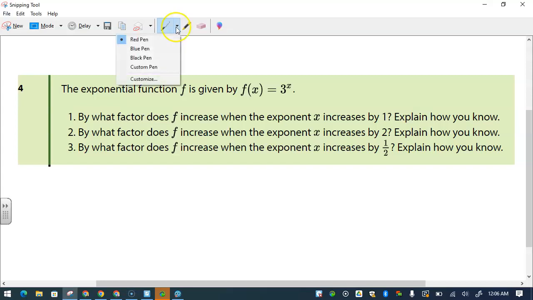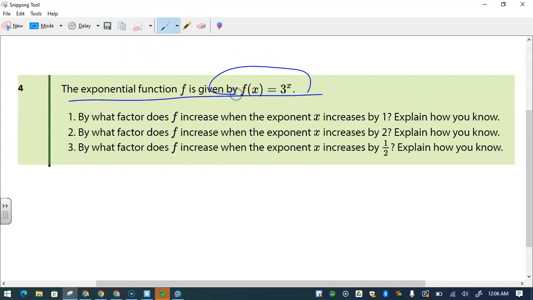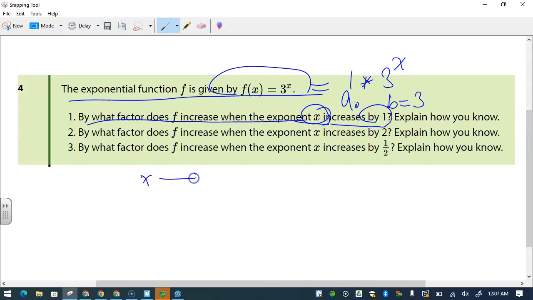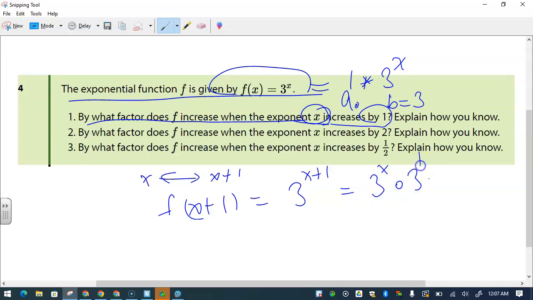Okay, question number 4 is explaining this. This is given to you, right? So this basically means 1 times 3 raised to x, and you can clearly see this is the beginning, and the growth factor here is 3. Now, the question: by what factor does f increase when x increases by 1? So instead of x, you think of x plus 1. This becomes 3 raised to x plus 1, and you can write it as 3 raised to x times 3 raised to 1, which is 3 times 3 raised to x. So the factor is 3.